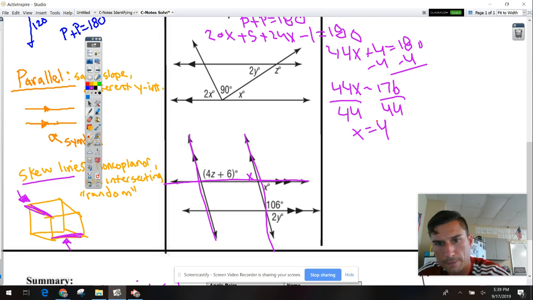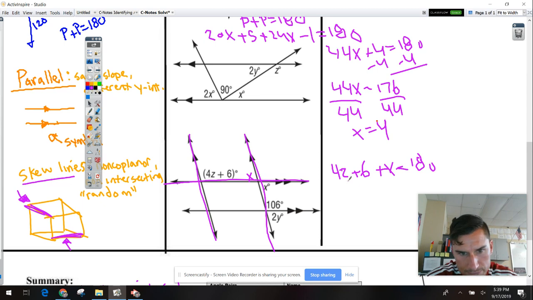So you could do 4z plus 6, plus x equals 180. Problem is we need to know what x is. So maybe we can solve for that.